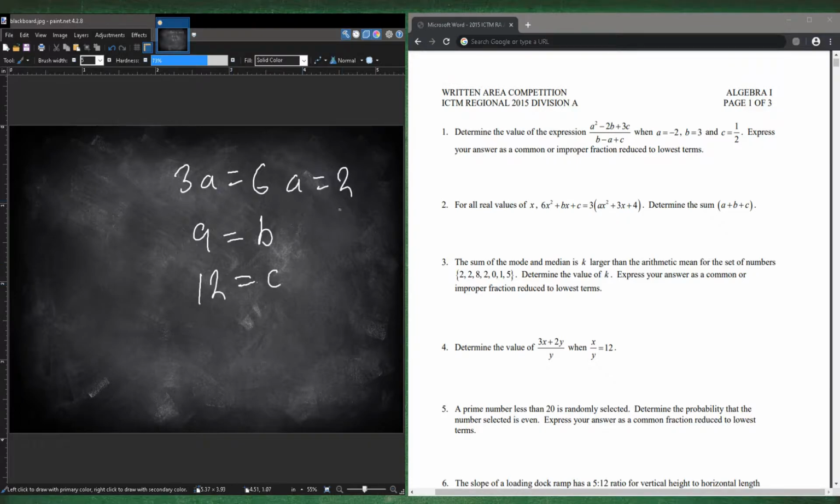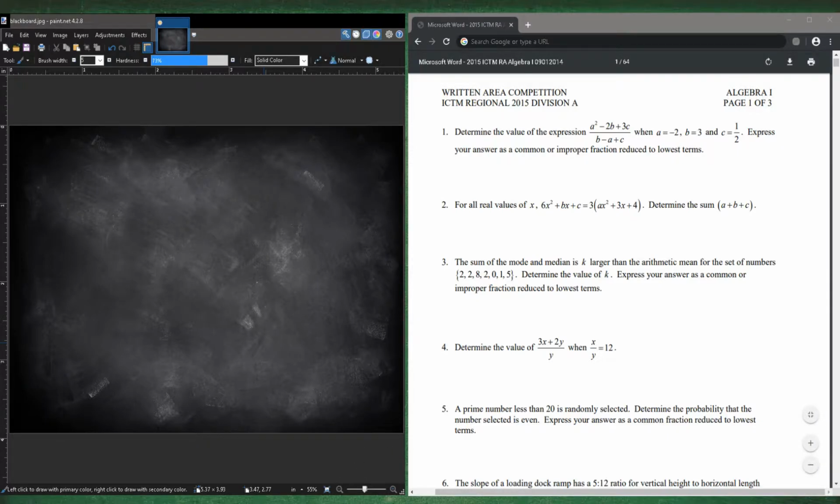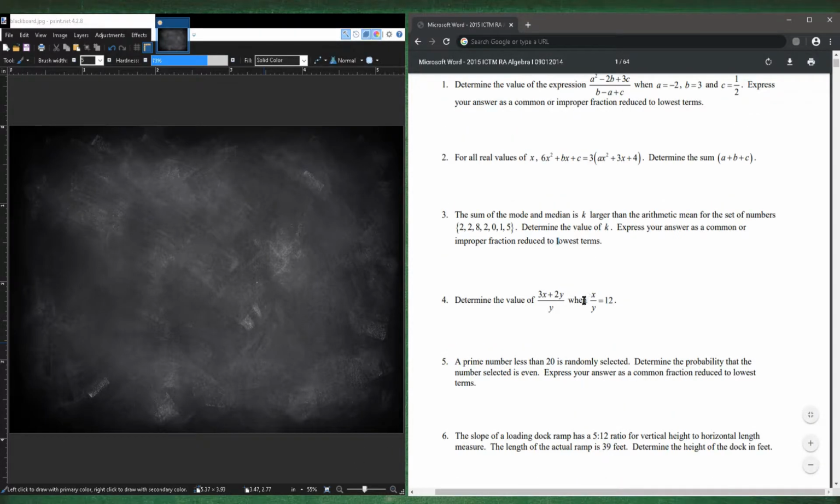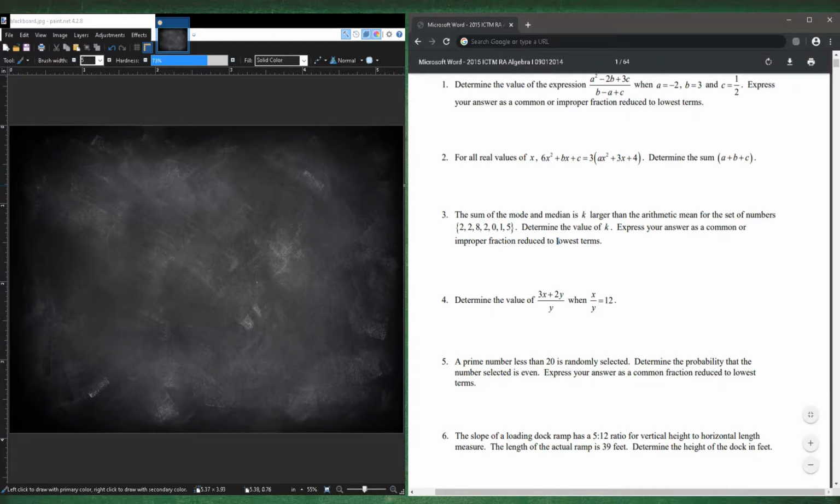Right, so adding them together, a plus b plus c, that's 2 plus 9 is 11, 11 plus 12 is 23. So the answer for number 2 is 23. Okay, number 3. The sum of the mode and median is k times larger than the arithmetic mean for the set of numbers. So the mode is 2.